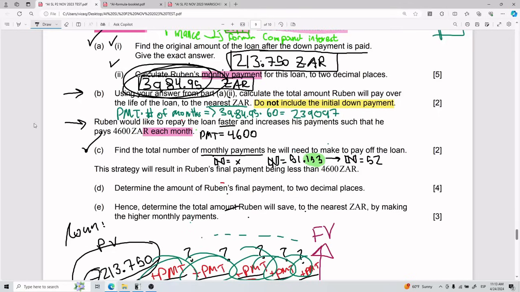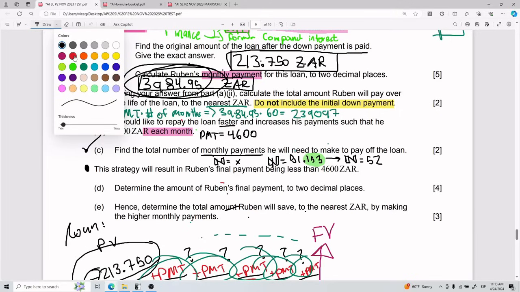Awesome. So that is for part C. Big N has to be 52. Then they tell us that this strategy will result in Ruben's final payment being less than 4,600. Why would it be like that? It would be like that because our good old friend Ruben wants to pay in the exact amount of months. He doesn't want to owe $0.50. He wants to pay everything perfectly.